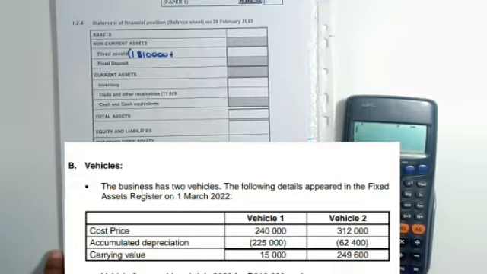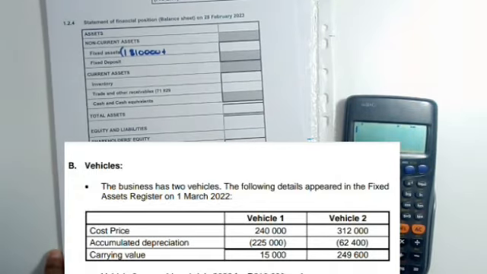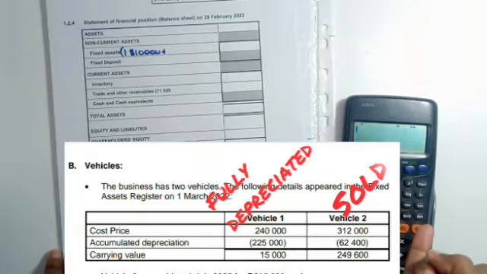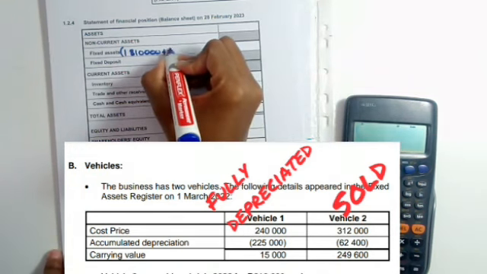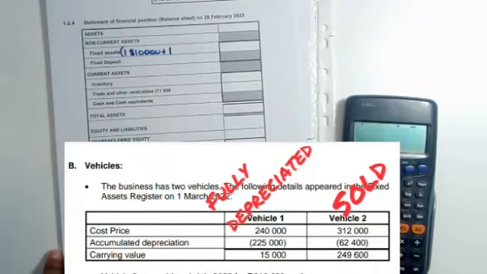We had two vehicles. The first vehicle has a carrying value of 1 rand because it was fully depreciated, and then the second vehicle was sold. So that means that we are left with that one vehicle that has a value of 1 rand. So its carrying value is 1 rand. So we are going to add 1 there.